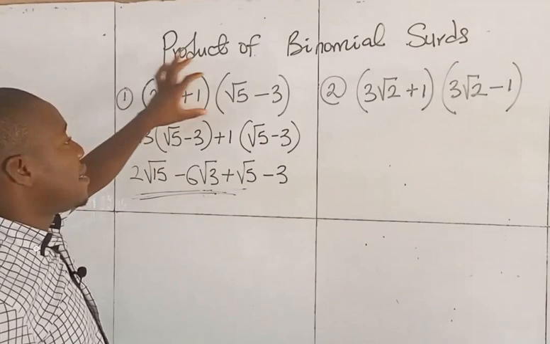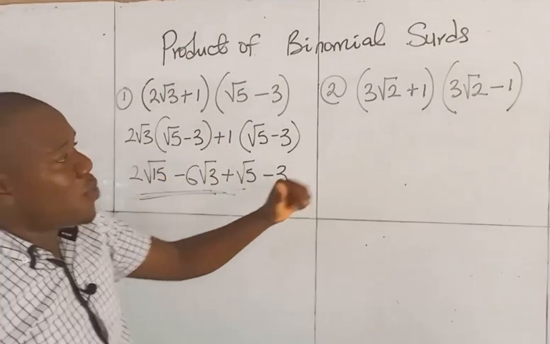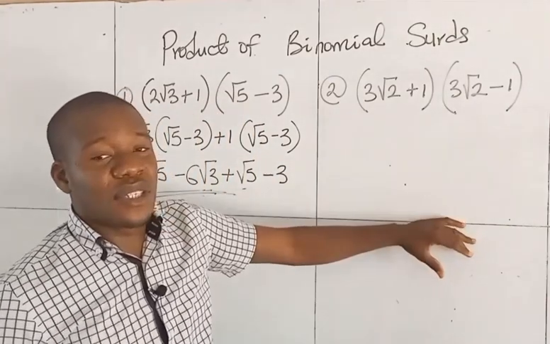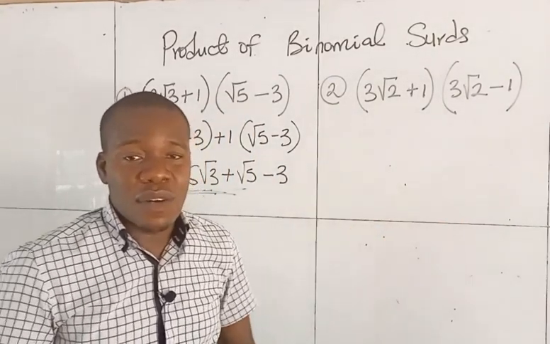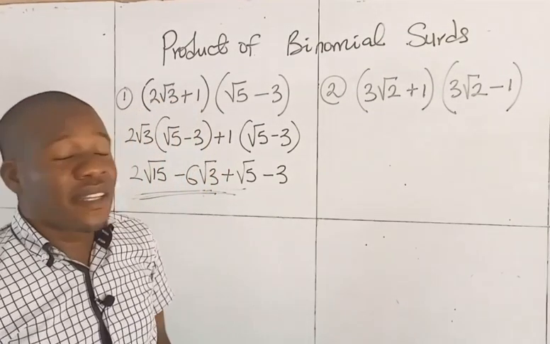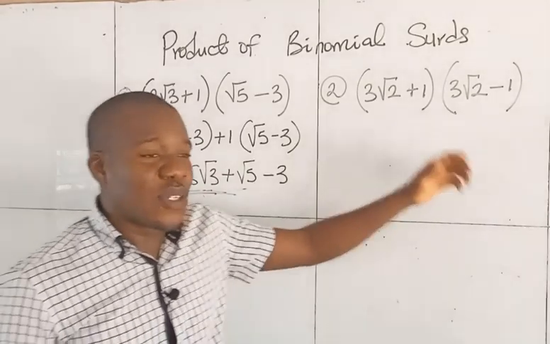Look at the one we've done previously. When we multiplied those, we got an answer which is also a surd. But when we do this, I guarantee you that at the end of this solution, we are not going to have any surd. We're going to have a rational number. That is what you get when you multiply two conjugate surds.